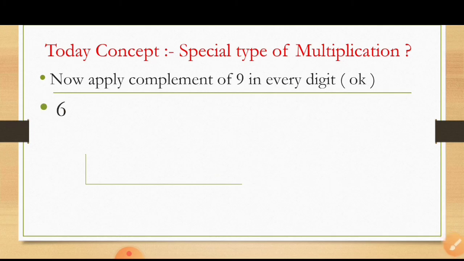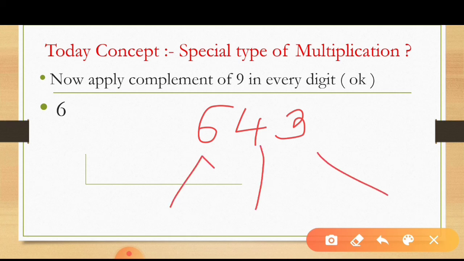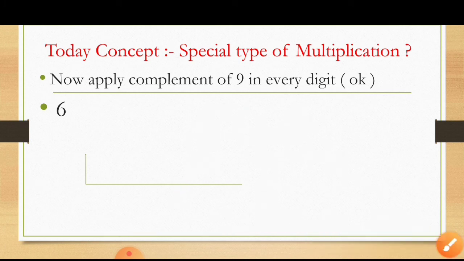But now you have to solve it. Here the number 643 was given, so you have to find the complement of these 3 digits, and solve in a different way. Now the complement of 6. What is the complement of 6? The complement of 6 is 3.